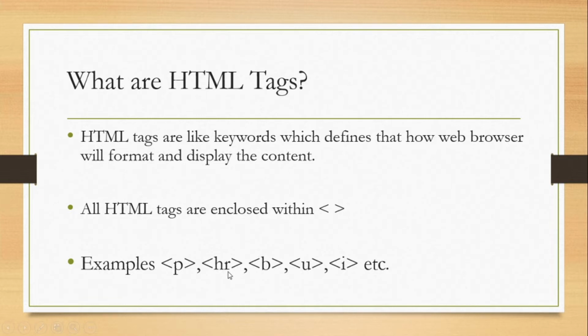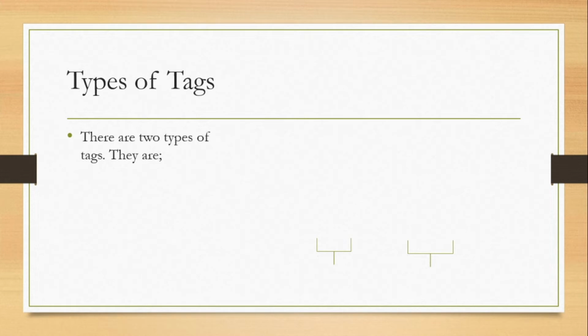So the name of a tag is given by the text within the tag. Taking this one, we have P within the less than and greater than signs, and for that reason, this tag is called the P tag. The same thing applies to all. So this one is called the HR tag, B tag, U tag, and then the I tag. Basically, there are two types of tags. We have the single tag and then the paired tag.